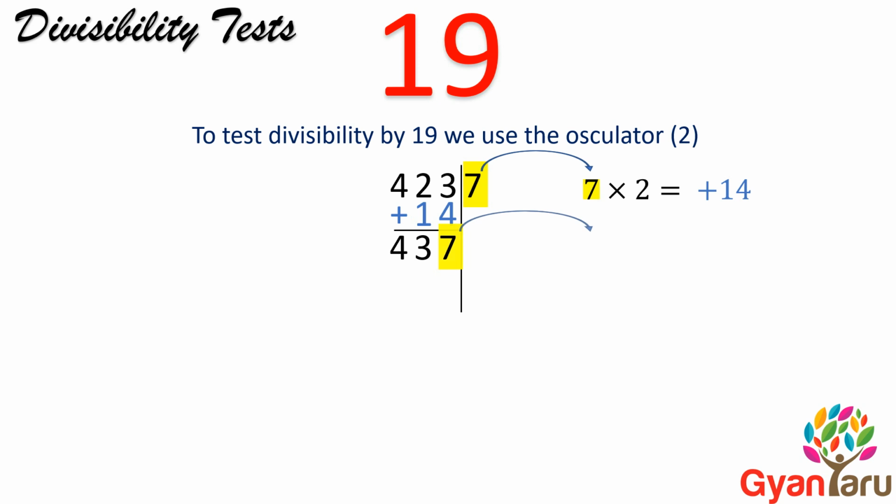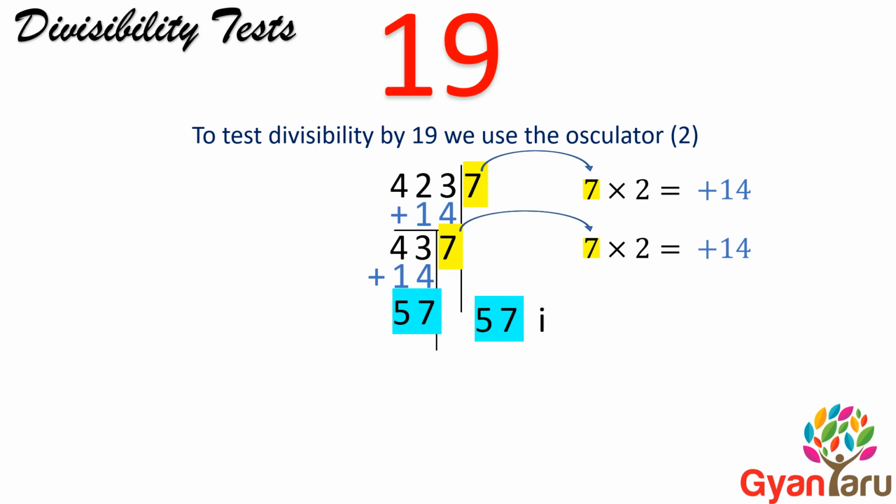437. Now the last number is 7. Multiply this by 2. We get again 14. Add 14 to the remaining number. We get 57, and 57 is divisible by 19. So our number is divisible by 19.